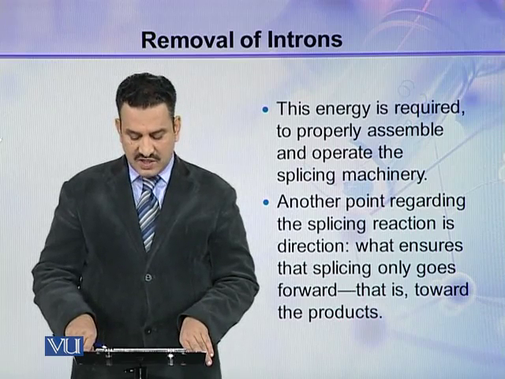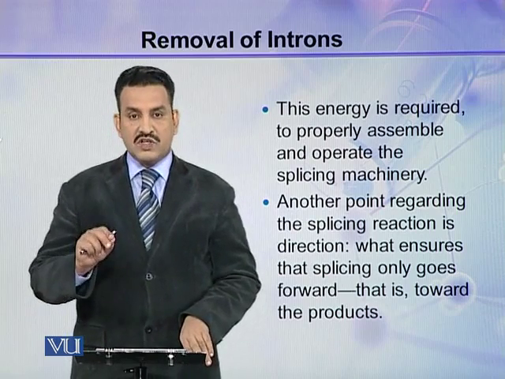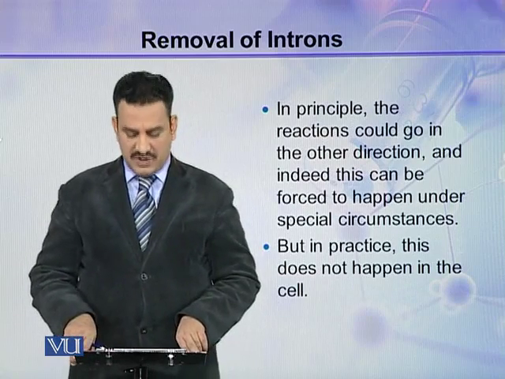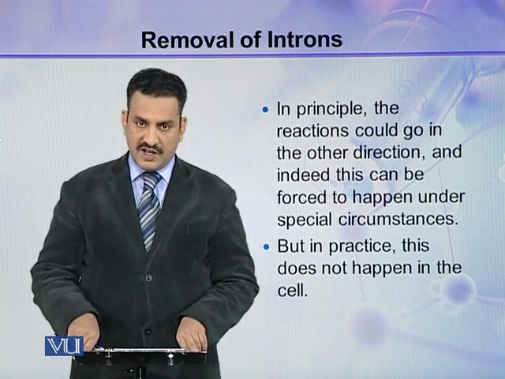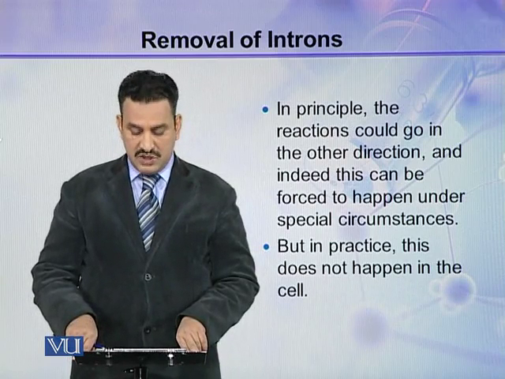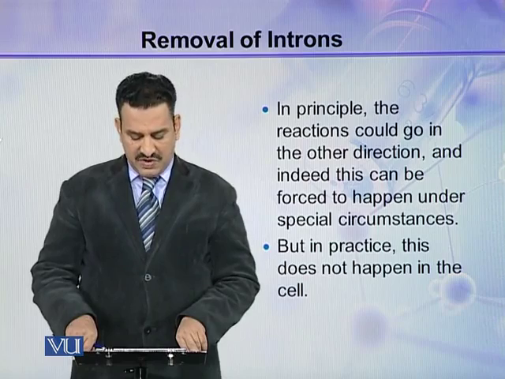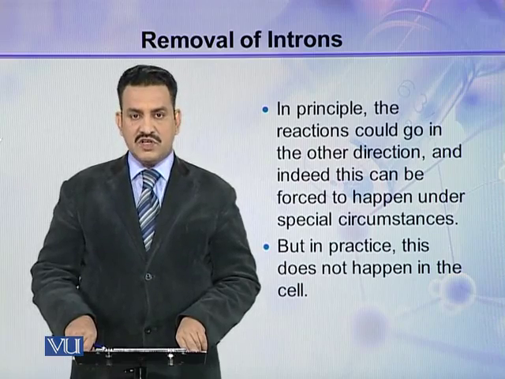Another point regarding the splicing reaction is direction. What ensures that splicing only goes forward, that is towards the formation of products? In principle, the reactions could go the other direction, and indeed this can be forced to happen under special circumstances. But in practice and under normal conditions, this doesn't happen in the cell.